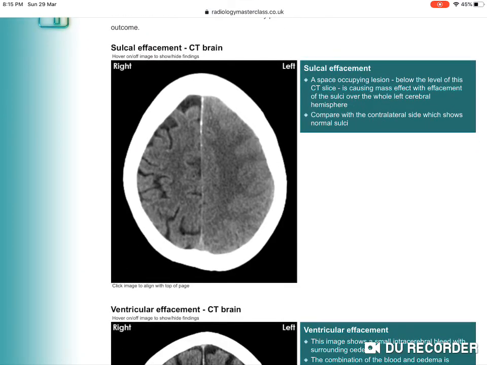Now, sulcal effacement. A space-occupying lesion below the level of the CT slice is causing mass effect with effacement of the sulci over the whole left cerebral hemisphere, compared with the contralateral side, which shows normal sulci.